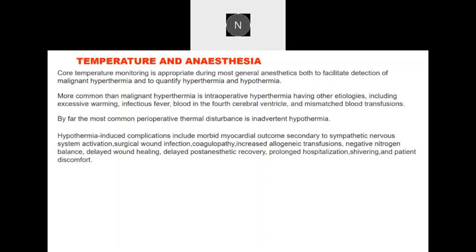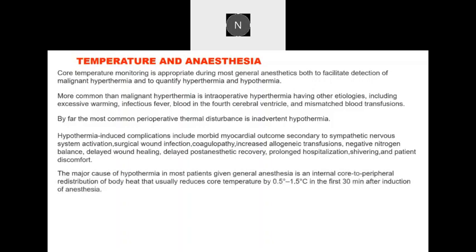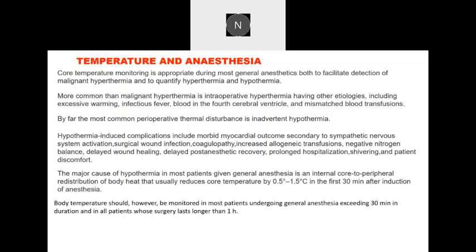So hypothermia produces a lot of unwanted side effects like myocardial depression and surgical wound infection, coagulopathy, negative nitrogen balance, delayed wound healing, and delayed recovery. All these things we have discussed already. And the major cause of hypothermia in most patients, even with general anesthesia, is internal core to peripheral redistribution. And body temperature should be monitored in most patients undergoing general anesthesia exceeding 30 minutes in duration, and in all patients whose surgery lasts more than 1 hour.